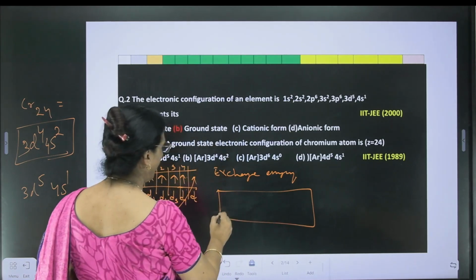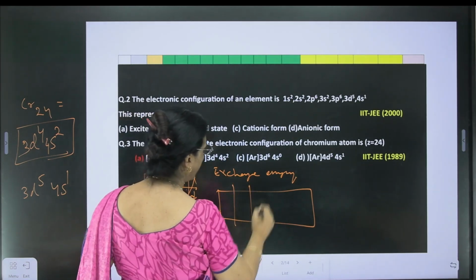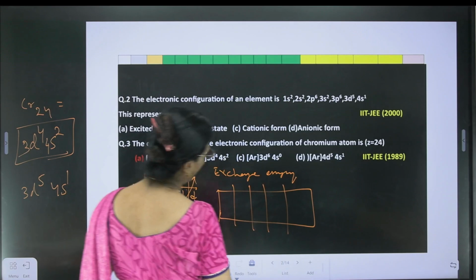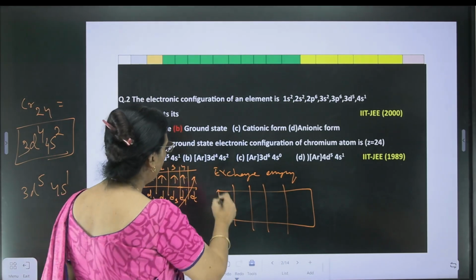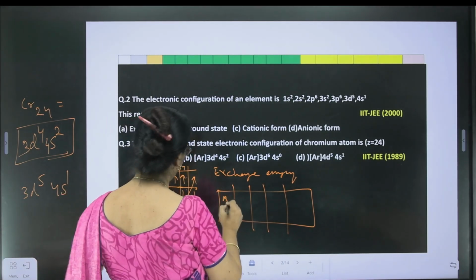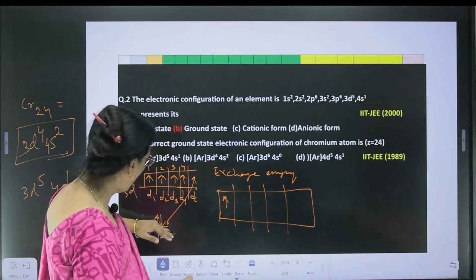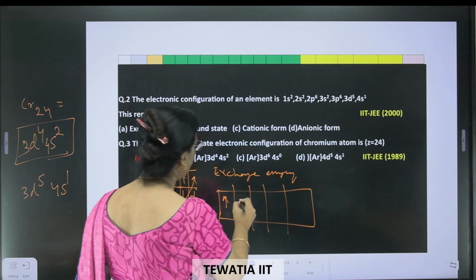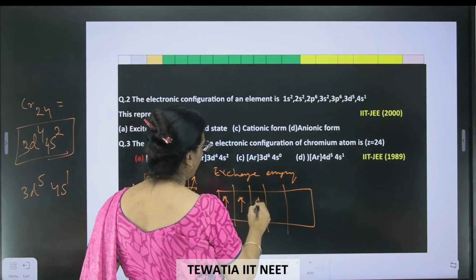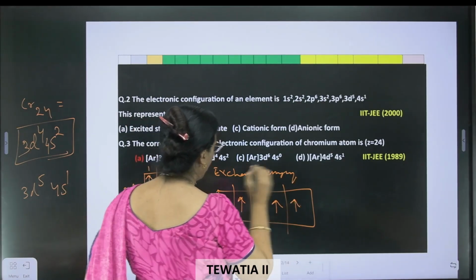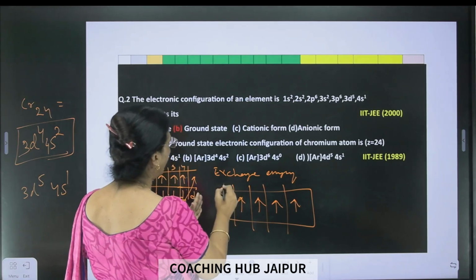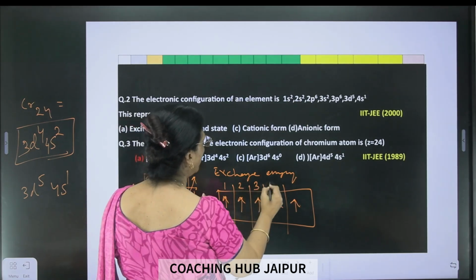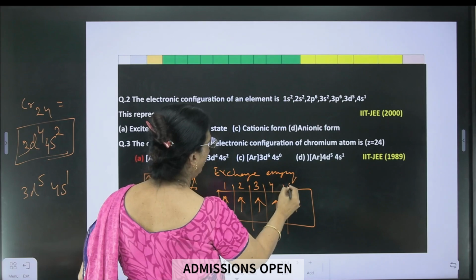How many exchanges can be possible, and what will be the exchange energy? Let us calculate for this d5 system, because we have assumed that one electron has jumped and it has now become a d5 system. Suppose this is electron 1, electron 2, electron 3, electron 4, electron 5.